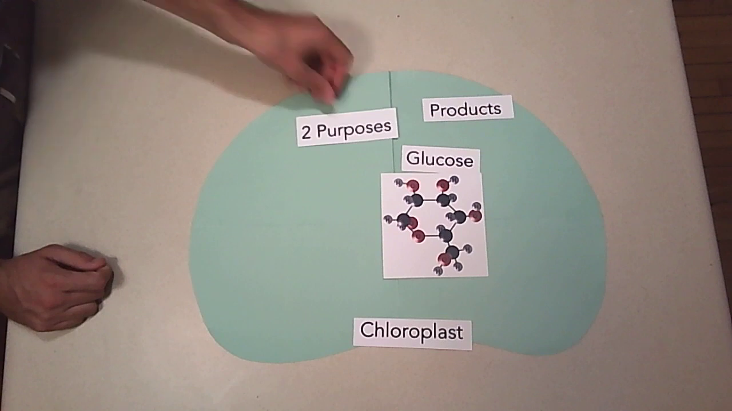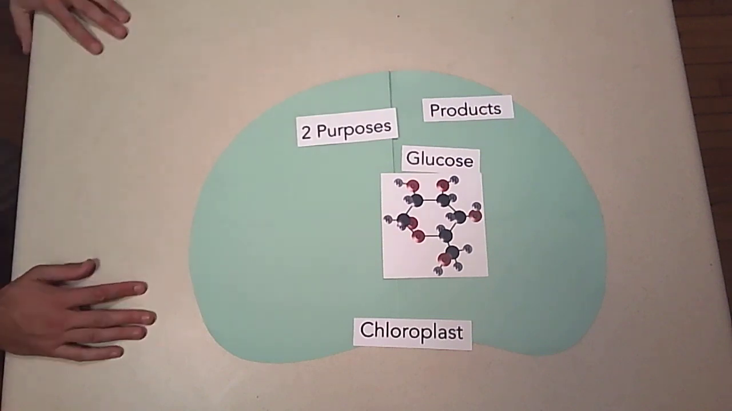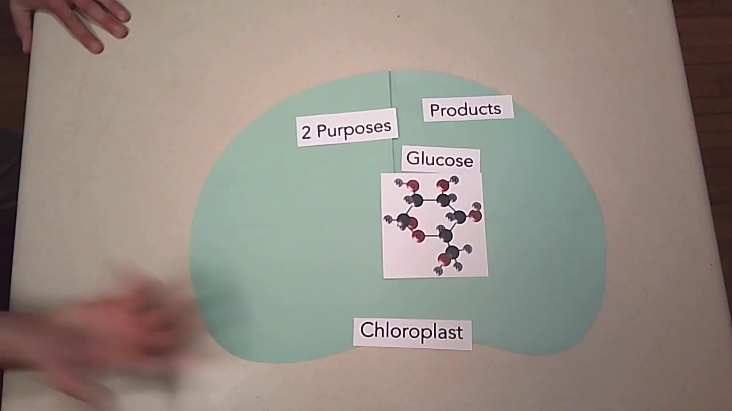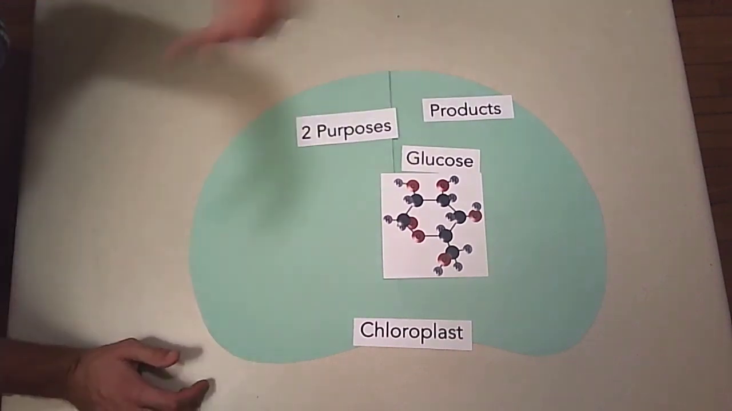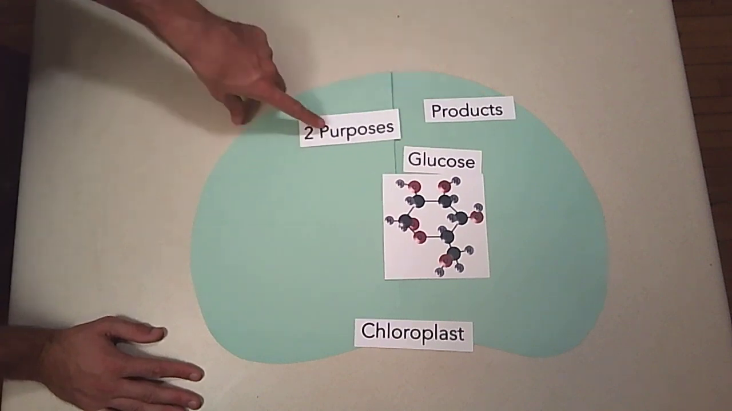Right? And there's really two purposes for glucose. The first one is going to be for energy. Right? The plants are going to want to use the glucose for energy right away. They might even store it too, maybe in the roots. But the first purpose is energy for glucose.